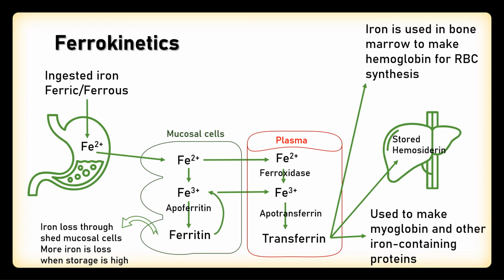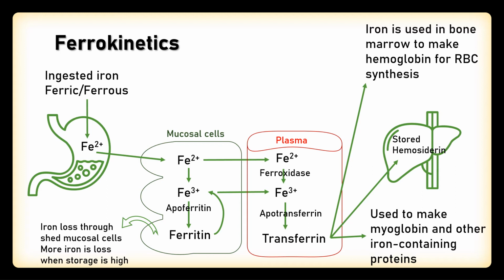Quite a few of these mucosal cells which contain ferritin as a storage form of iron are desquamated and lost into the lumen of the gut. Thus the body exerts a control over iron absorption through this mucosal barrier, which is also called the ferritin curtain.